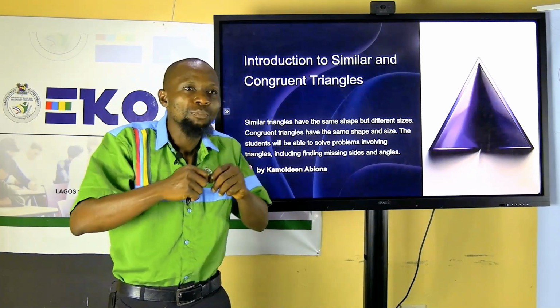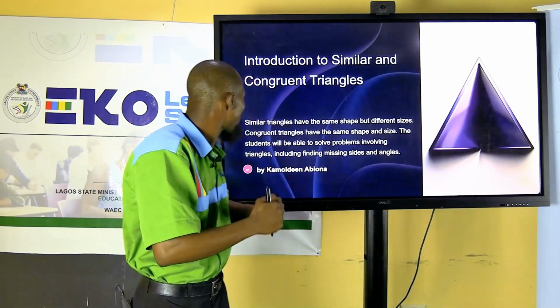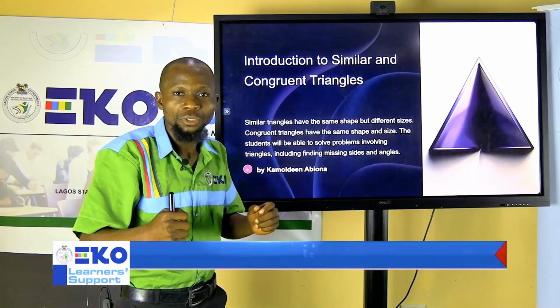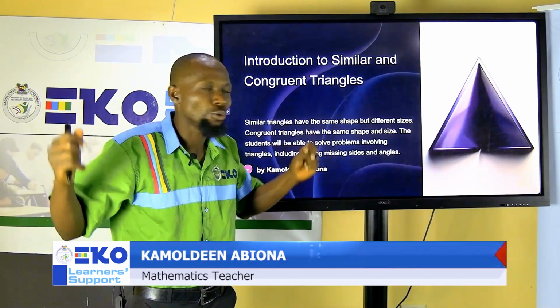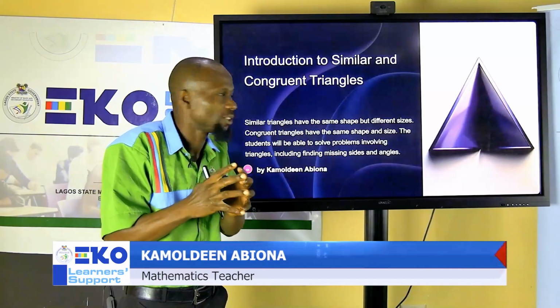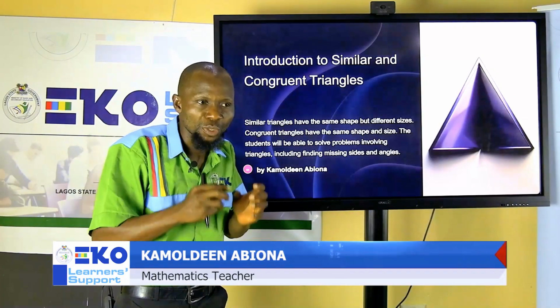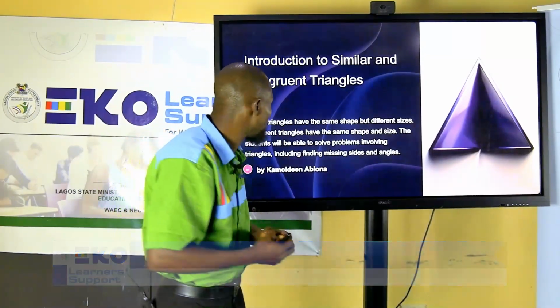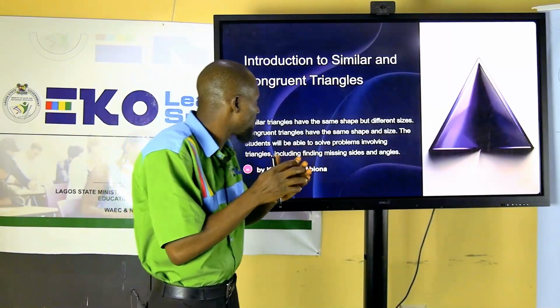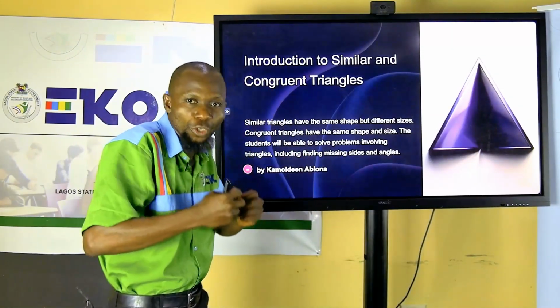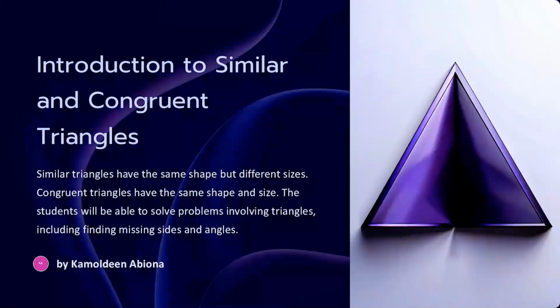Sometimes it could be because you expanded something, you enlarged it, or you compressed it. So that is what brings about similar triangles. Maybe that one is reduced, and the other one is enlarged. We also have congruent triangles. Congruent triangles have the same shape and size, so they are equal in shape and size.